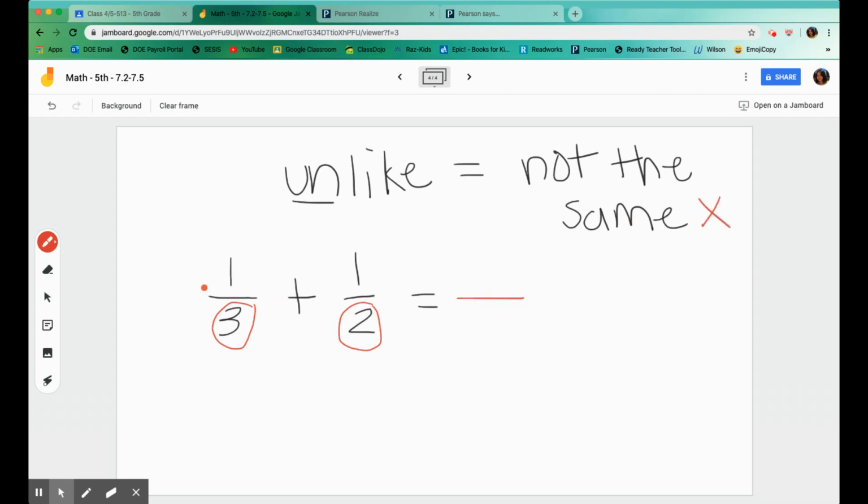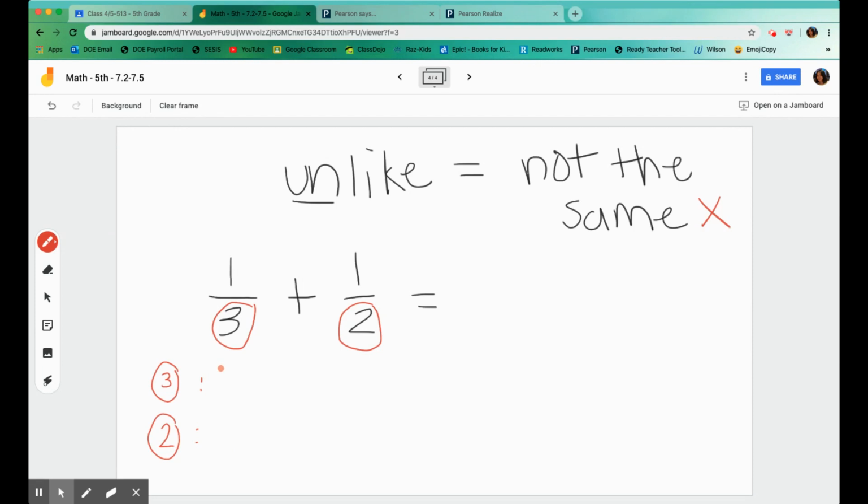So if you do 1 plus 1 is 2 for the numerator, and then you add the denominators, that's not how it works. Remember, we cannot just add the denominators if they're not the same. So this is what you have to do. First, circle the denominators like I did, the 3 and the 2. Then make a list of multiples for 3 and 2.